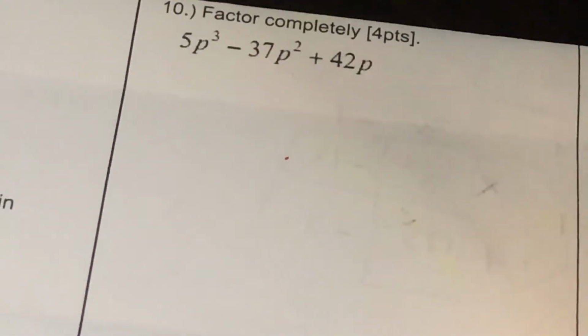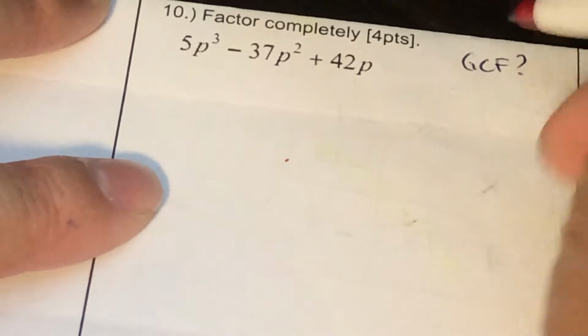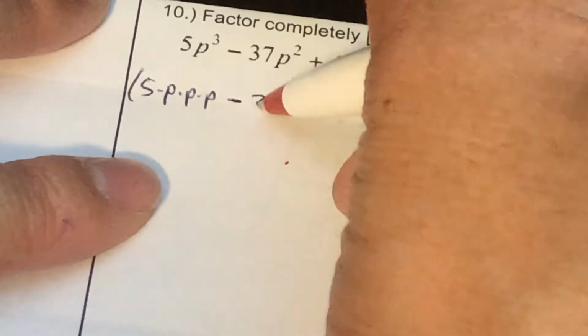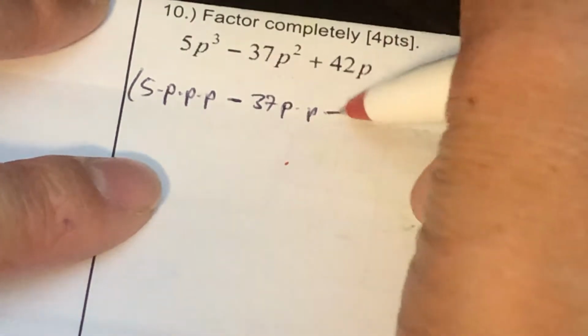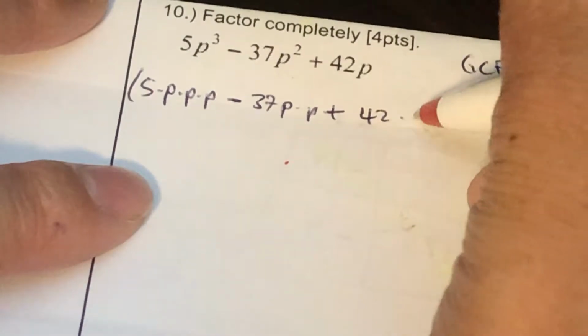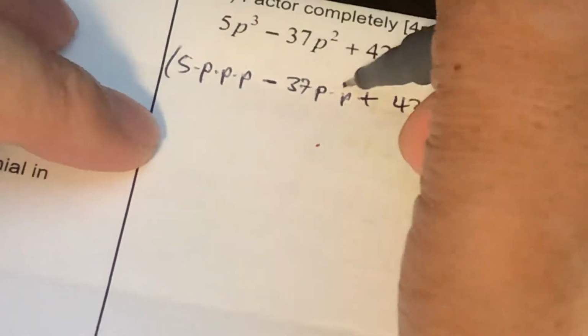And then question number 10 tells you to factor completely. So the first question I'm going to ask, which we should have asked in the previous problem, was there a GCF? So let's take a look at it and break down the factors. 5 times p minus 37p times p plus 42, or 6 and 7, or 2 and 21. But I'm going to leave it as 42. And I realize that 37 is a prime number. I can't break it down anymore. So the only thing they have in common are these p's. So p is your GCF.